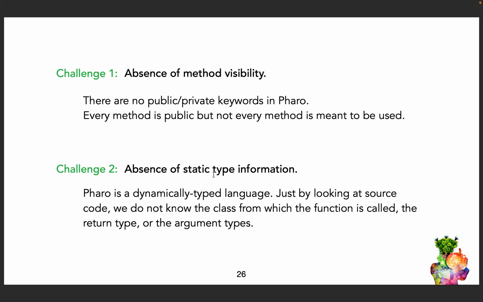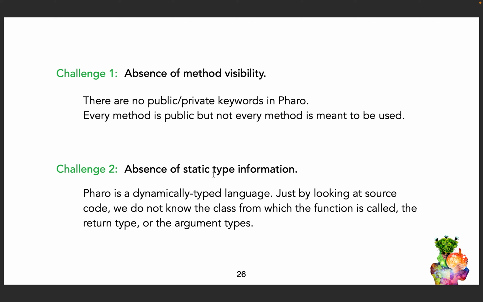So first, in Pharo there are no public-private keywords, so no keywords that define method visibility, and this means that every method in Pharo is considered public, but of course in reality not every method is supposed to be used. So there are many methods that are not meant for clients as an API, but it is not easy for us to know which methods are those. So as far as we are concerned, everything is public. And this introduces false positives.